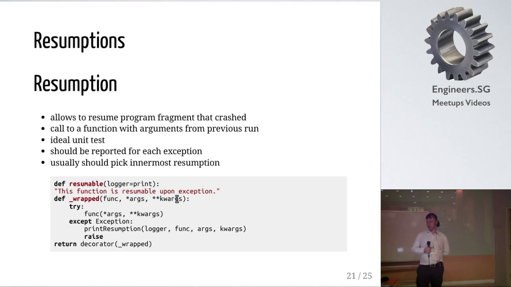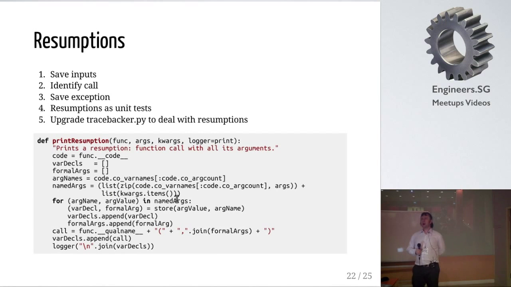So you have a very simple decorator that does only one thing. It tries to call the function, and if there is an exception, it prints a resumption and re-raises the same exception. That's very trivial, and you don't need to make notes. It's all on the GitHub. So how do you print resumptions? Is it something complex in Python? Of course. I would not say it, because in Python, everything is simple, yeah?